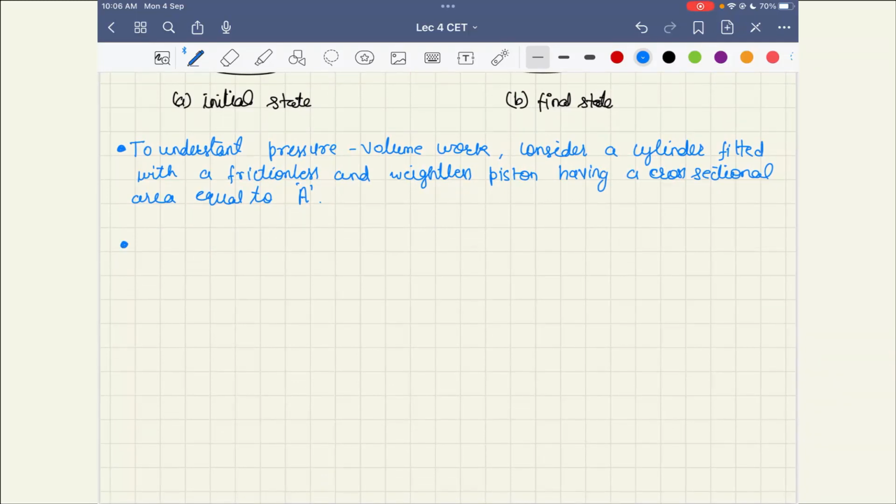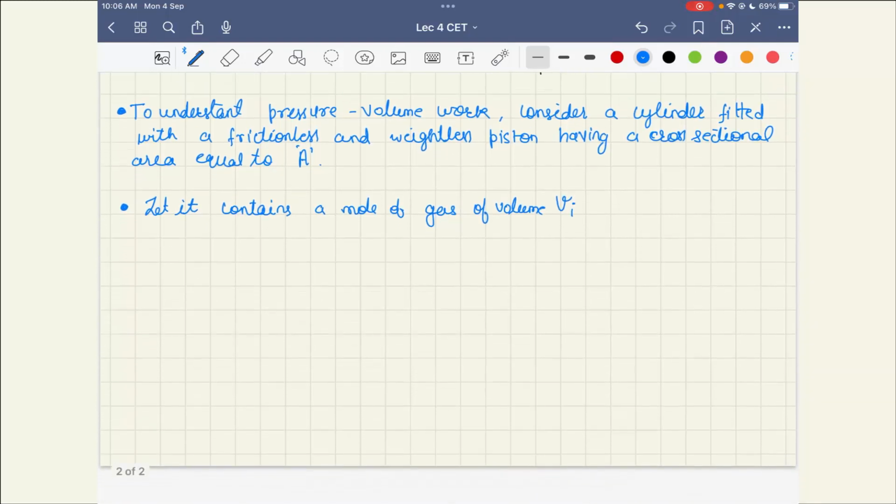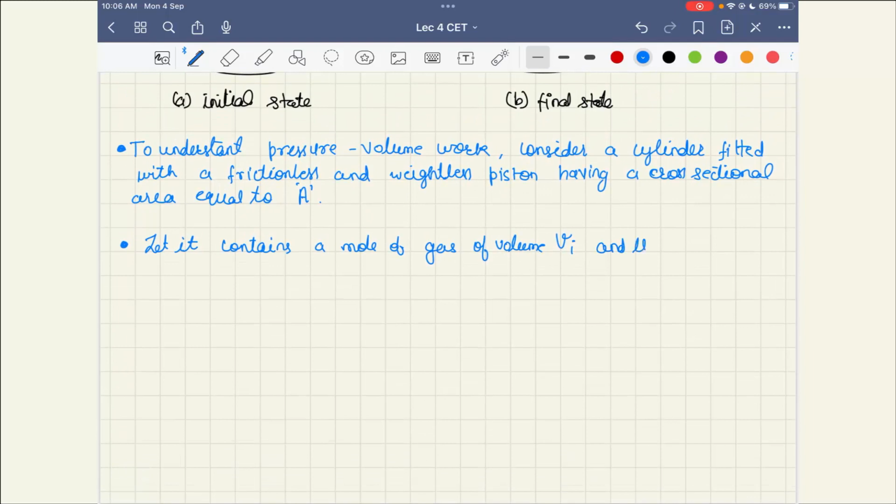Now the second point, let it contain a mole of gas of volume Vi, and the pressure of the gas inside is P. Okay.